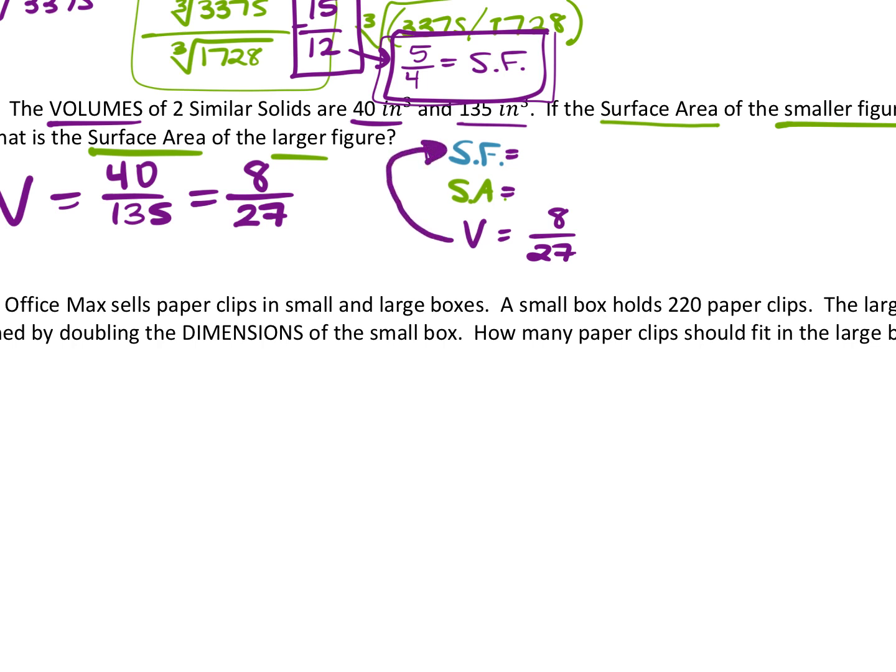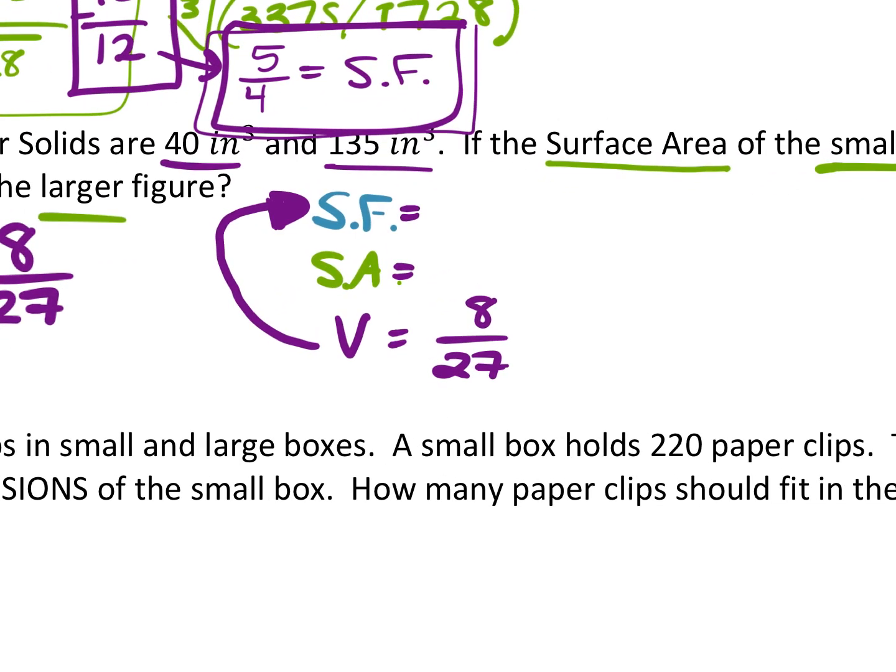I need to get to here first, right? I need a scale factor. How do I make a volume ratio a scale factor? You cube root. Okay, so that means I'm taking the cube root of 8 over the cube root of 27. What's the cube root of 8? 2. What's the cube root of 27? 3. That is your scale factor.